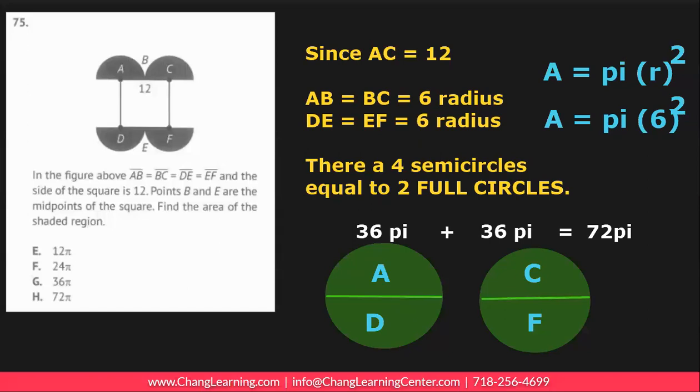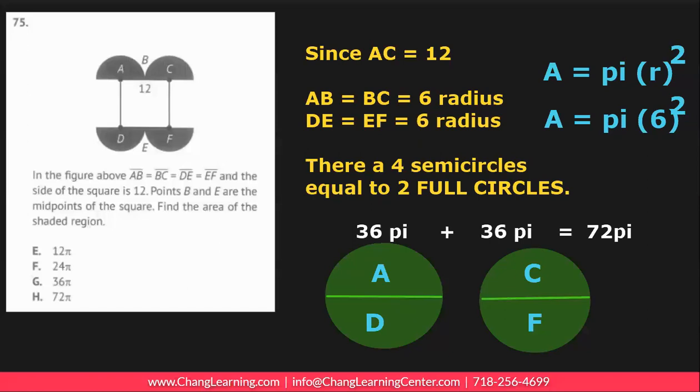Well, since the square side AC on the top is 12, and we know B is the midpoint because AB equals BC, that means that each of those is length 6. So 6 is the radius of half circle A and C. Also, since it's a square, DE equals EF, so the radius of semicircle D is 6, and the radius of semicircle F is 6.